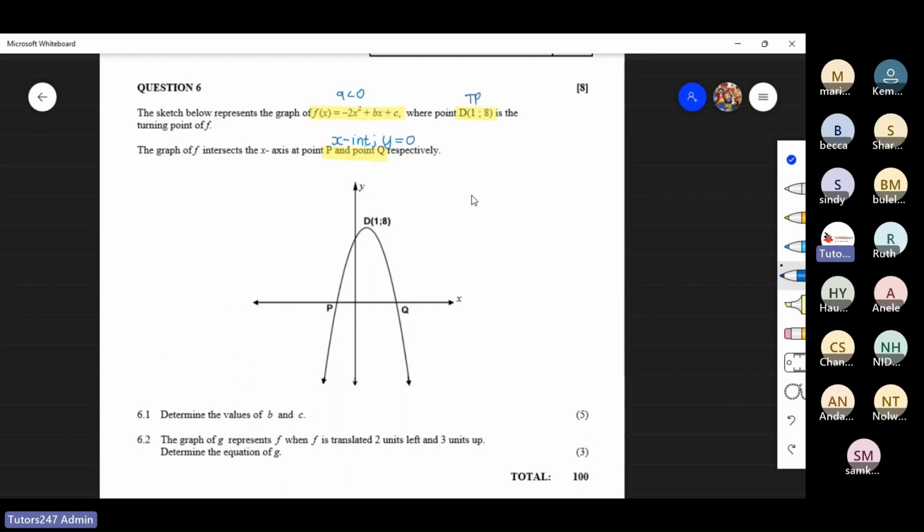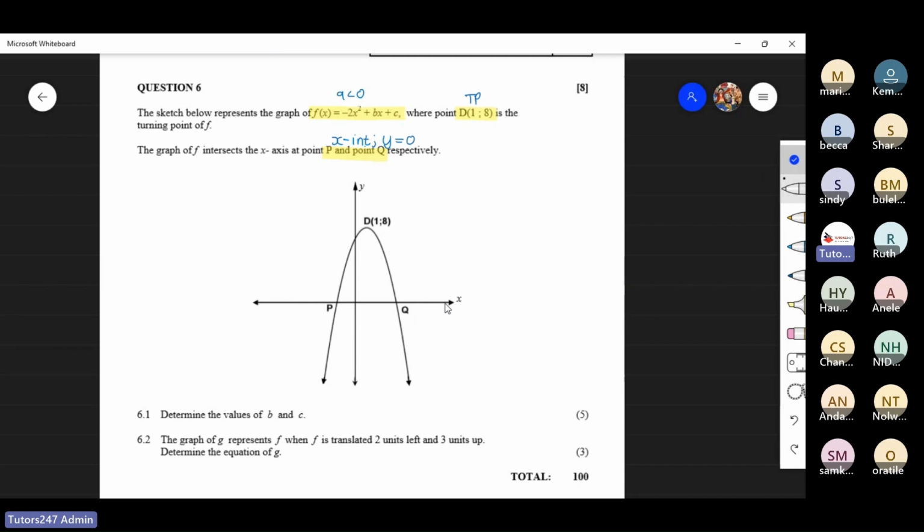Okay, now our first question is question 6.1. Determine the values of B and C. So what are B and C? What do they represent? Now, if you go back to our first statement, the sketch below represents the graph of f of x. You can see that within that function, we have unknowns, B and C. That information was not given to us. So we now need to calculate what is the value of B and what is the value of C.